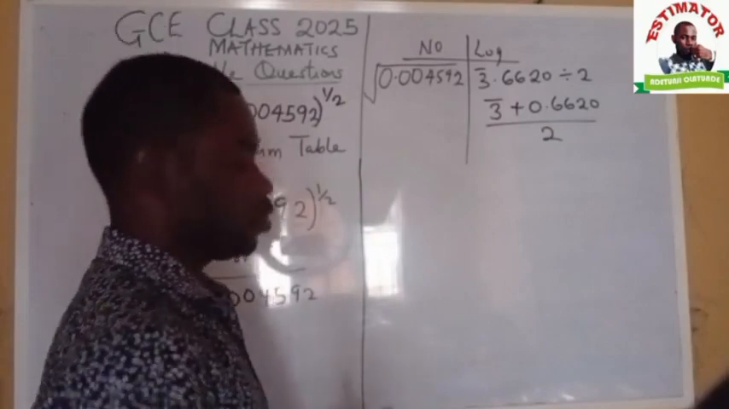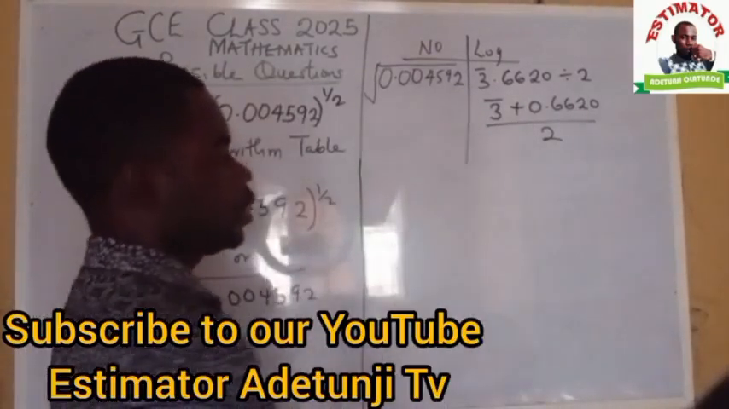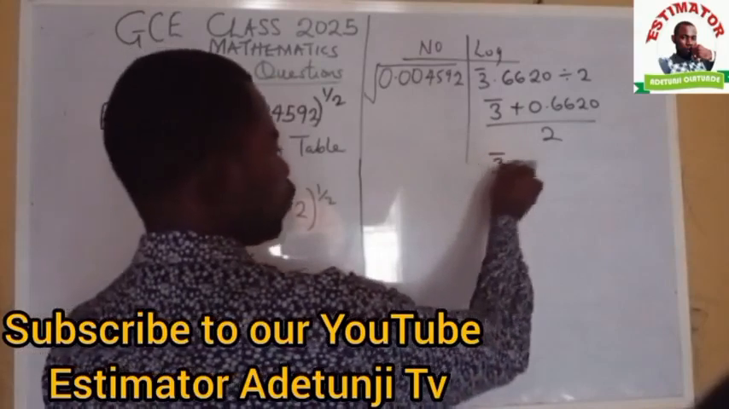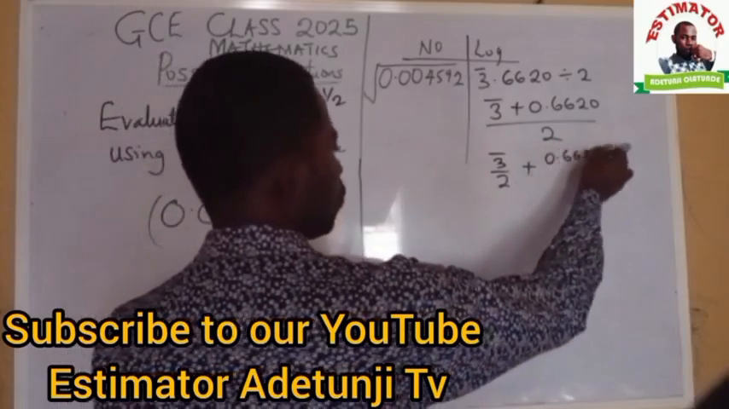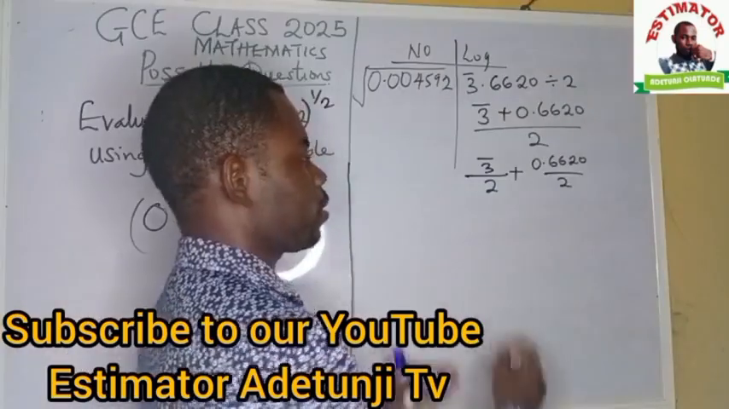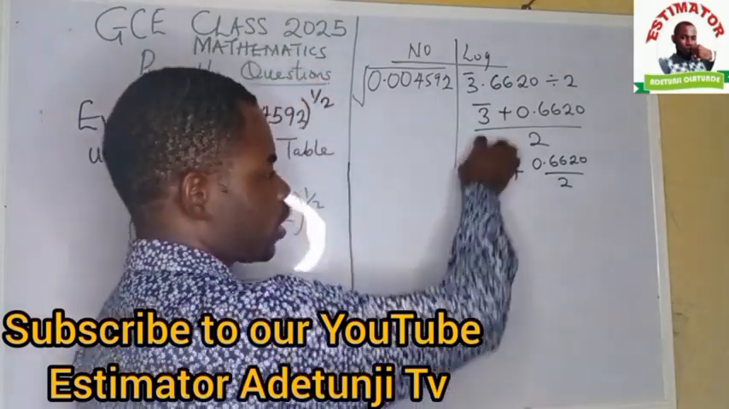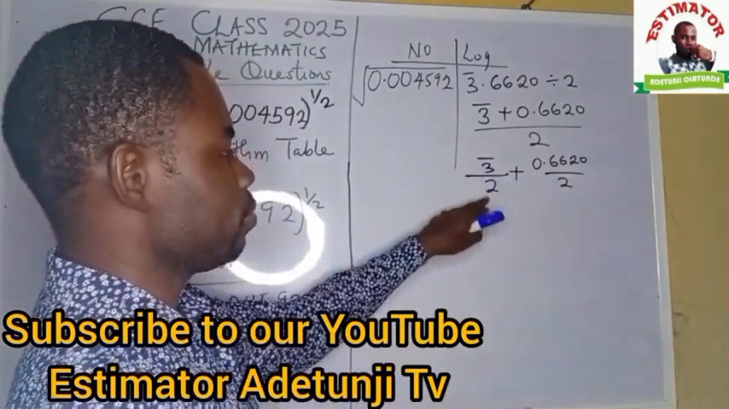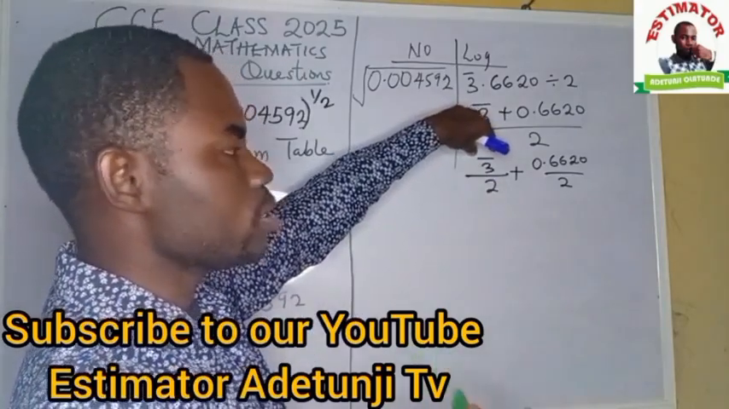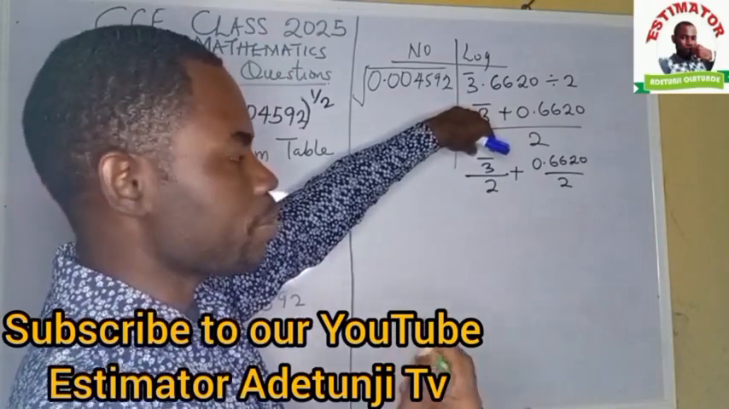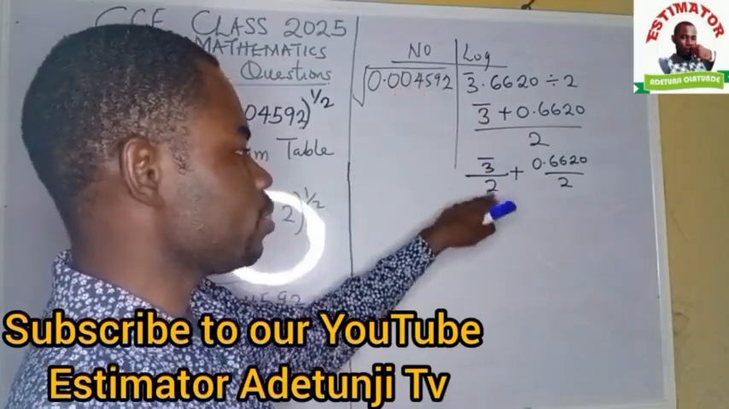Now looking at it, let me drop my mathematical table down so I can be convenient. So having this thing now, it shows that I'm having bar 3 over 2 plus 0.6620 over 2. That's what it shows. Now here we are. What is the next thing that we need to do? We cannot divide this bar 3 by this 2. Remember, this bar 3 is not existing. It's showing the number of times the zeros appear. This bar 3 is talking about 0.00. That's why we cannot divide this bar 3 by this 2.